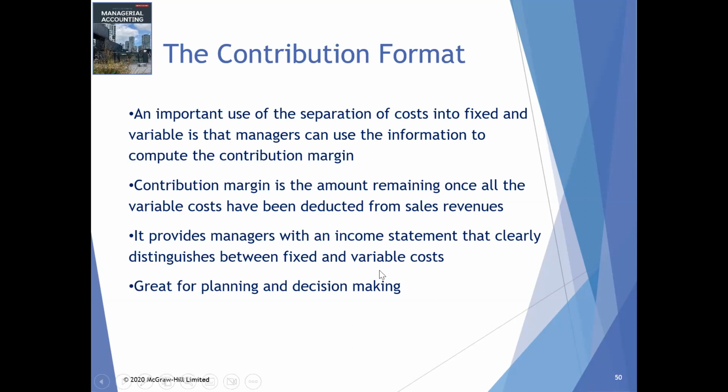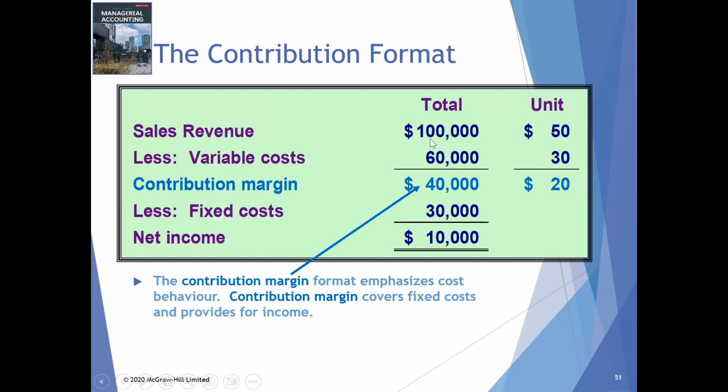So it provides the manager with an income statement that clearly distinguishes between fixed and variable cost. So it is great for planning and decision making. Let's say, for example, $100,000 minus variable cost, 40,000 is the contribution margin. Fixed cost 30,000 and net income is this much. If the contribution margin and net income are available, we can calculate the fixed cost. This minus this is equal to fixed cost. Very simple.